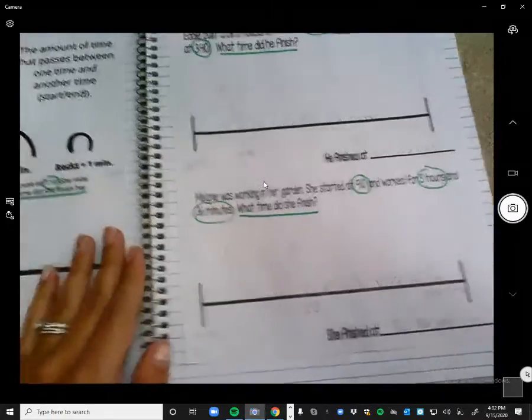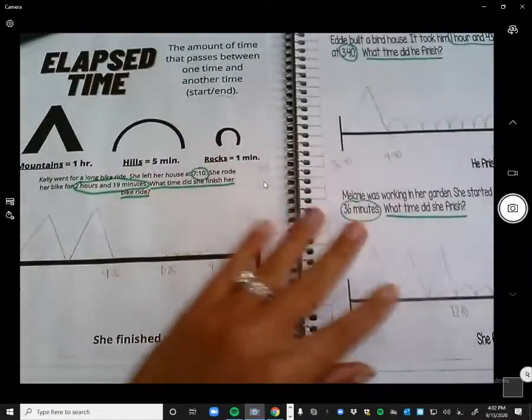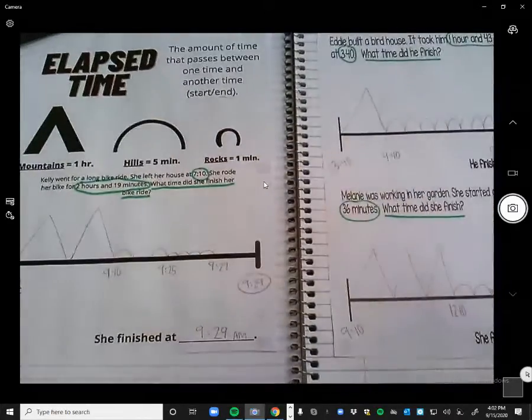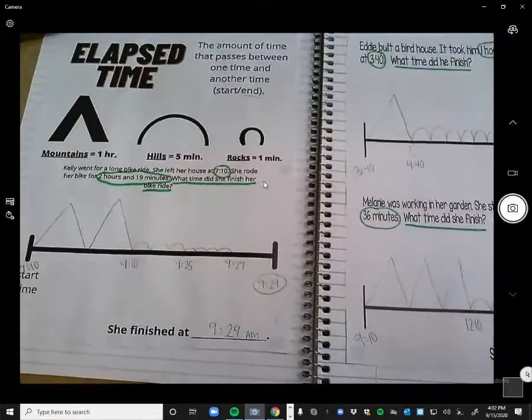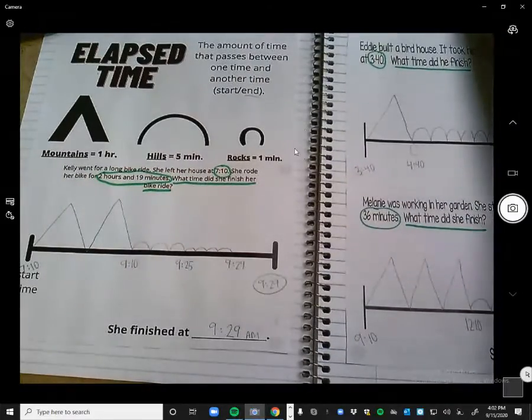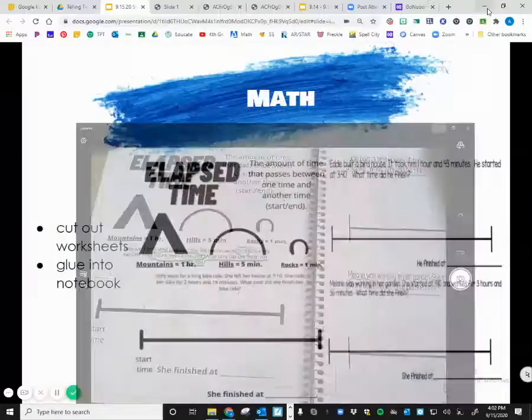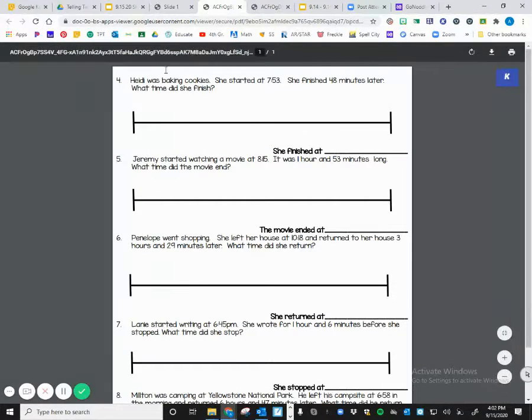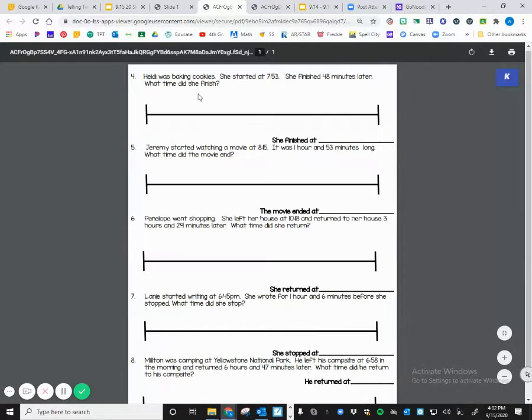All right. So you might want to keep these notebook pages handy to use as notes, and you can look back at these problems if you forget how to use mountain, hills, and rocks. We're going to do some practice problems in class. We are going to do this one, okay? There's only 5 problems, so go ahead and take your time and work through these. We'll correct these together in just a moment, okay?